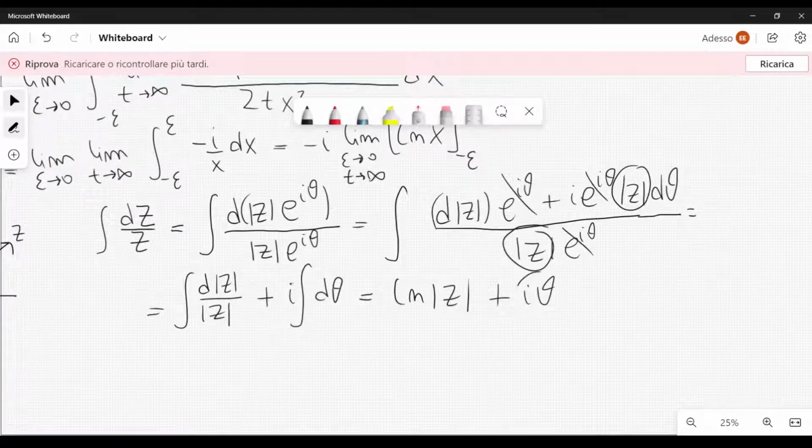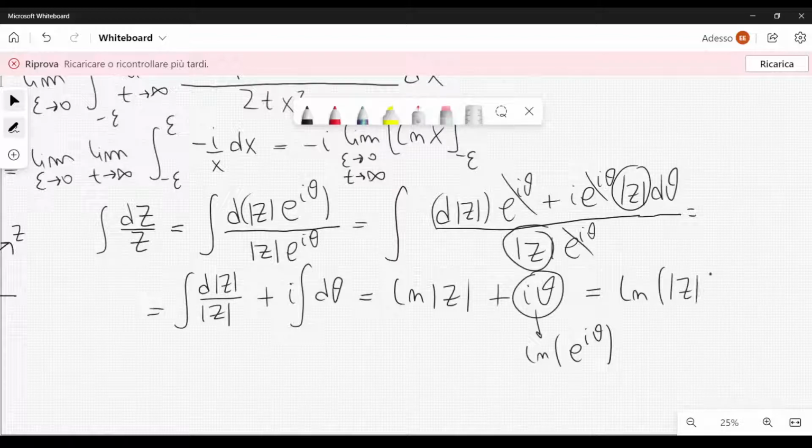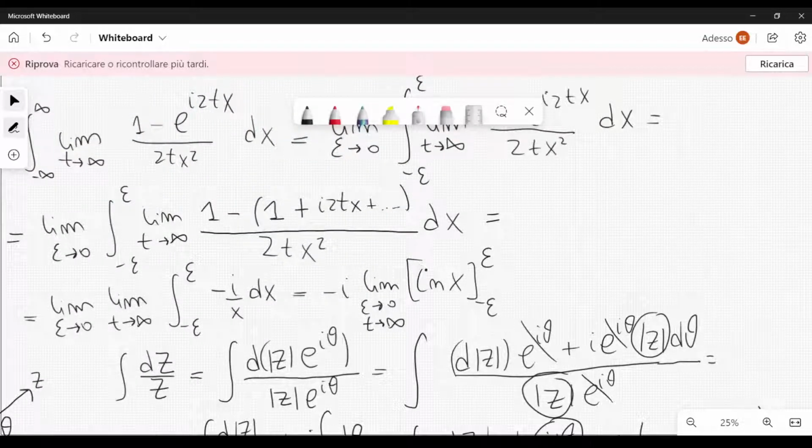But we can rewrite i theta like this, natural log of the exponential i theta. We can also rewrite it in that manner, right? And therefore we can rewrite this result as natural log of magnitude of z e to the i theta, but this is simply equal to z. So this is also equal to the natural log of z. And that's why I am rewriting this expression here as natural log of x. And you see that I'm evaluating the expression between the points minus epsilon to epsilon. So we are on the real axis in this case.